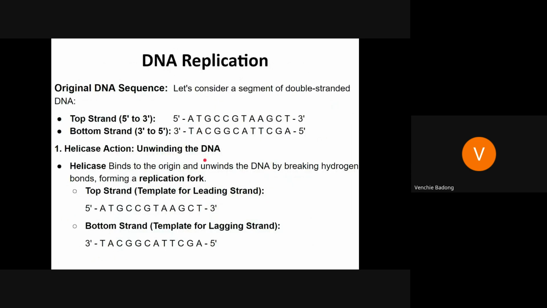So here is an example of a DNA sequence. You have the top strand and the bottom strand, and we know that there is complementary base pairing, that is A to T, T to A, G to C, or C to G. So that is the complementary base pairing in the DNA. To start with the replication process, helicase is a requirement. This is an enzyme that breaks the hydrogen bonding in the base pairing of DNA, forming a replication fork.